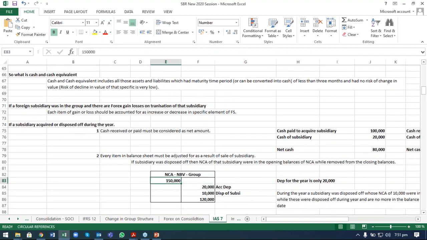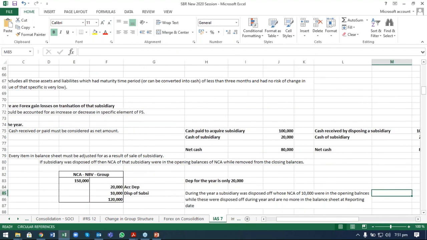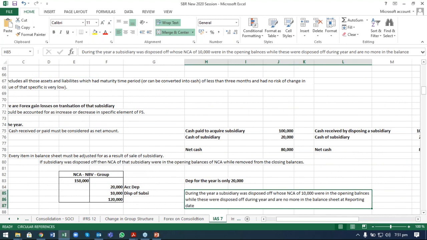For example, if the net non-current assets of a group have a net book value of 150,000, and you have charged accumulated depreciation of 20,000 to the financial statements of the current year. I have this scenario available: during the year, a subsidiary was disposed of whose non-current assets of 10,000 were in the opening balances, whereas these were disposed of during the year and are no more in the balance sheet at the reporting date.